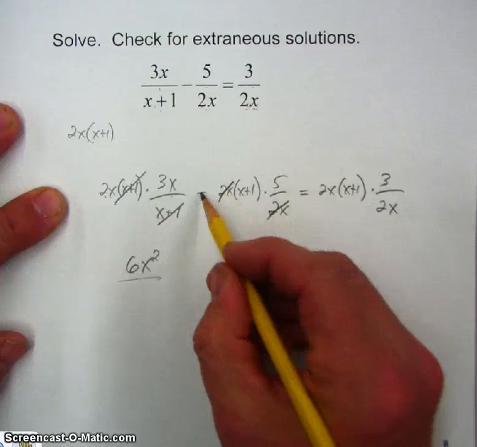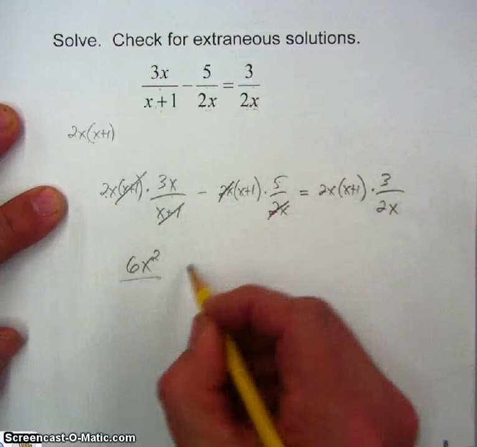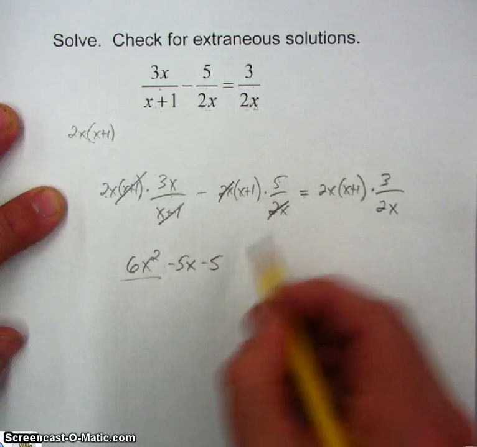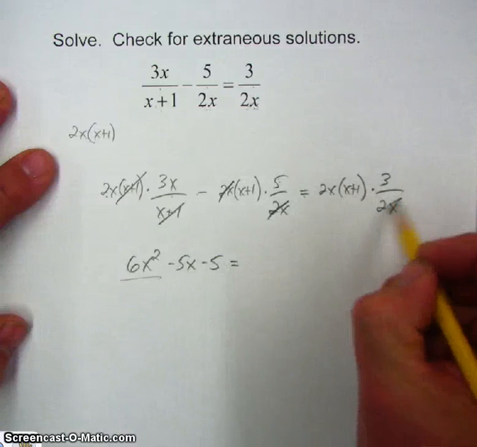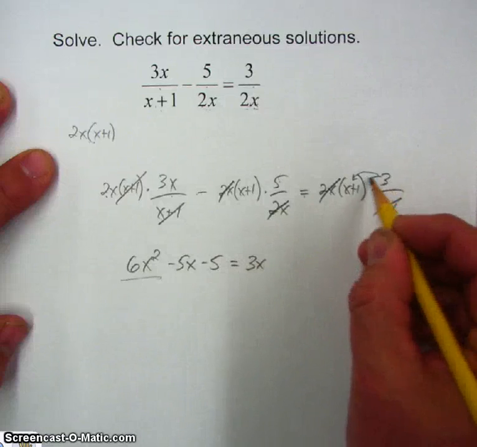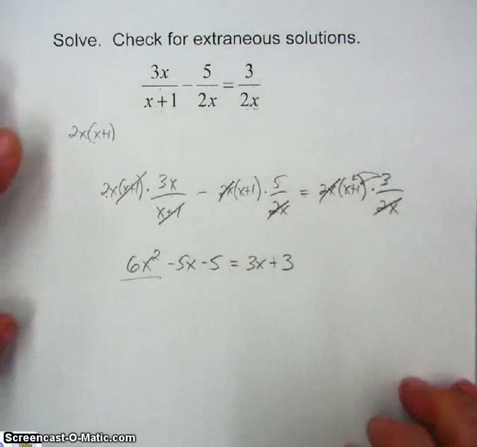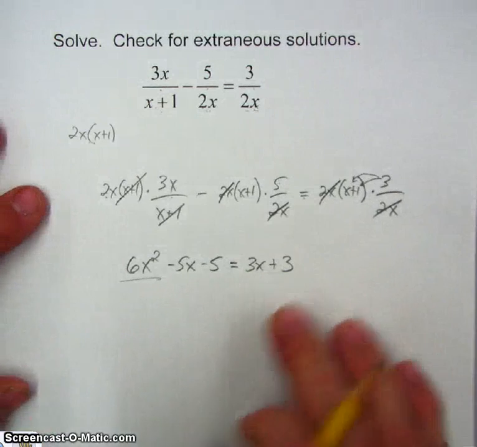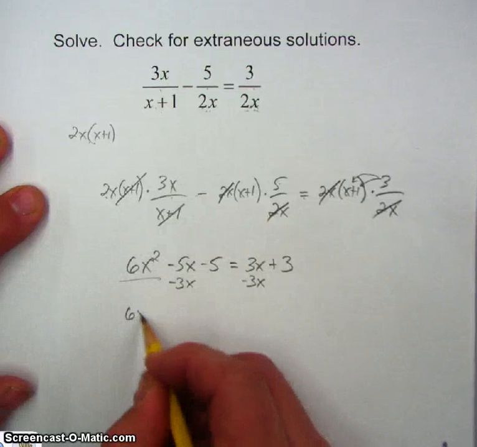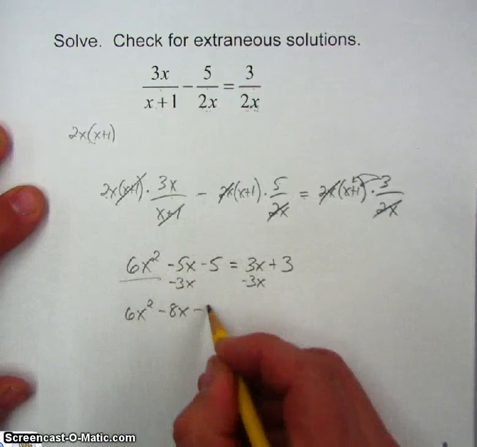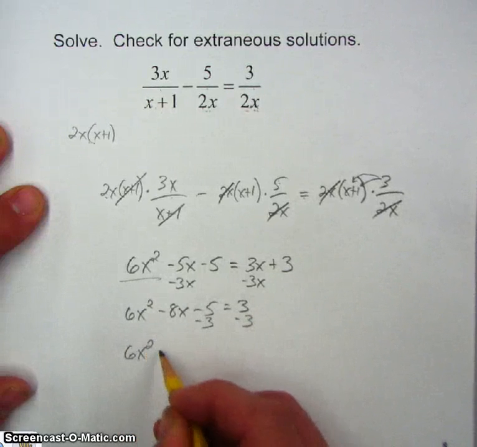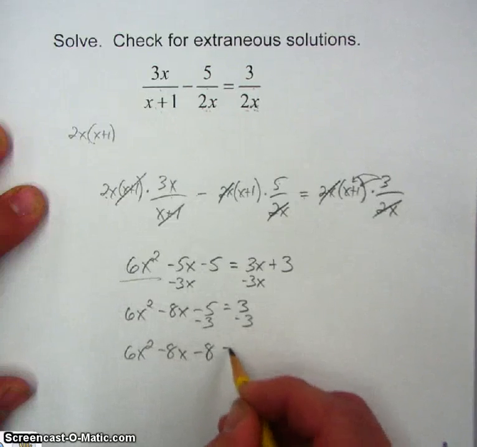2x cancels, so I've got negative 5 distribute, so it'll be negative 5x, and then negative 5 times 1 is negative 5, equals. The 2x is canceled, so I've got 3, and I distribute, so 3 times x is 3x, and then 3 times 1 is 3. All right, it is a quadratic, so I've got to bring everything over to the same side. Minus 3x, so that's 6x squared minus 8x minus 5 is equal to 3. Subtract 3, so 6x squared minus 8x minus 8 is equal to 0.